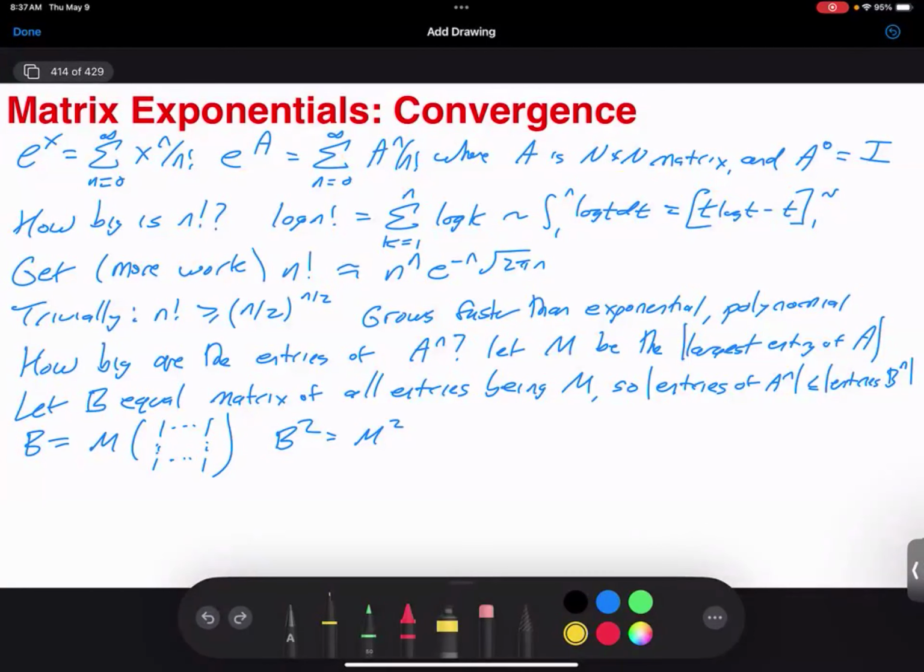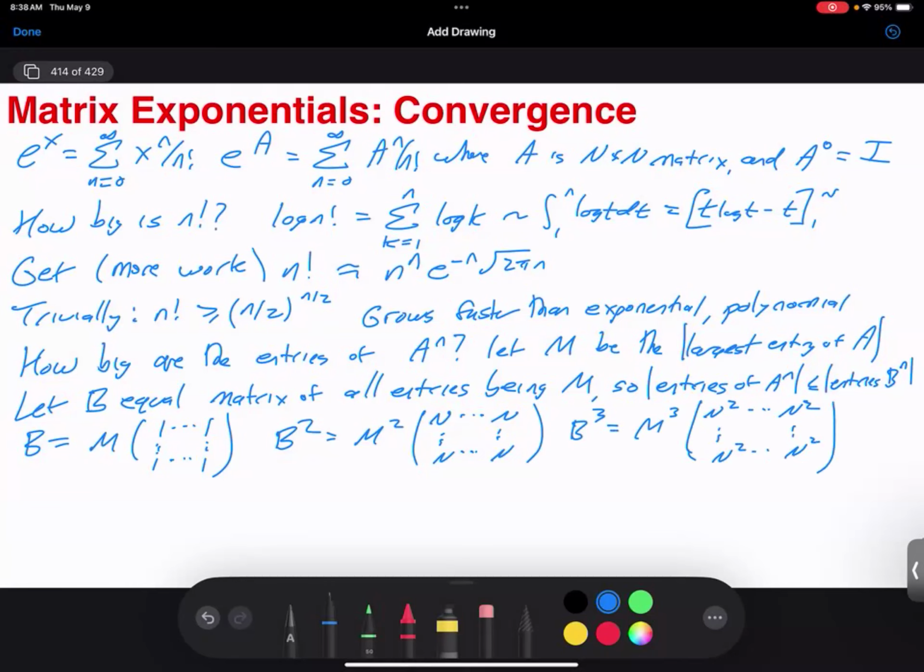So what would be the entries of B squared? It would be M squared times the matrix of all ones times the matrix of all ones. That's the matrix of all n's. So B squared is the matrix of all n's times M squared. Now let's look at B cubed. I now have an M cubed, and then I have the matrix of all n's times the matrix of all ones. What will I get? N squared. Do you see how this is going to be all n squareds?